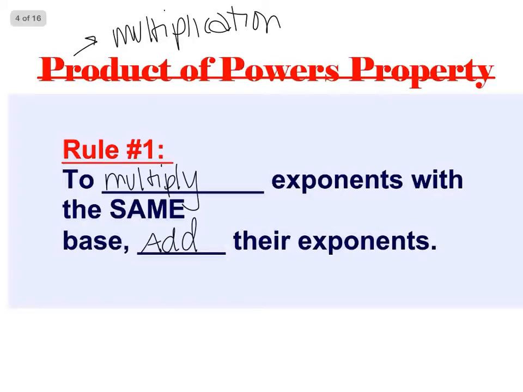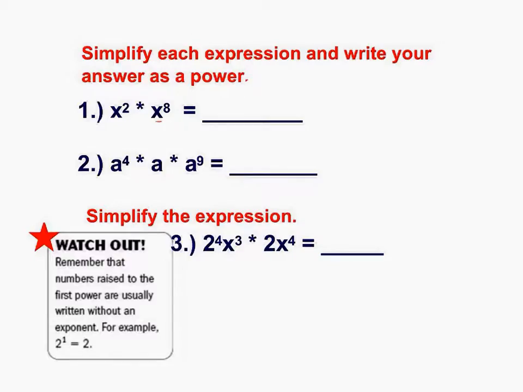In fact, as I say that out loud, let's change that and say to multiply powers with the same base, you add their exponents. Let's correct that word. To multiply powers with the same base, you add their exponents. Let's consider that rule with these examples.